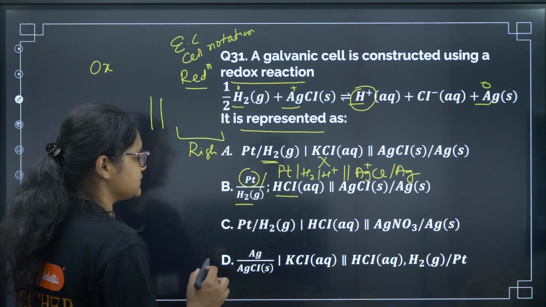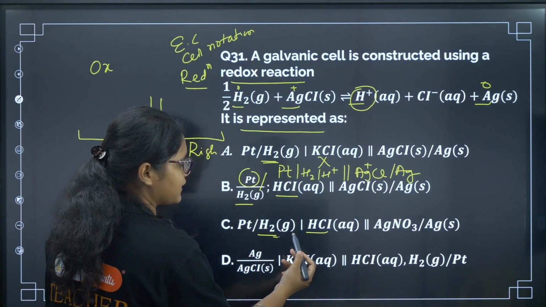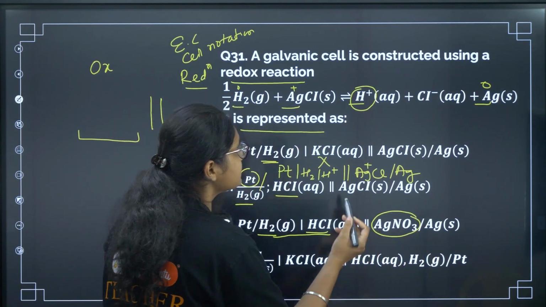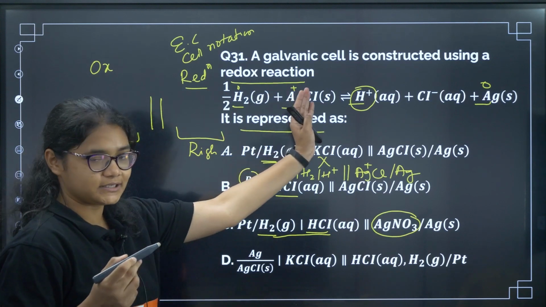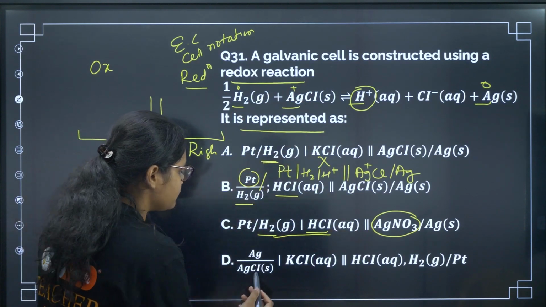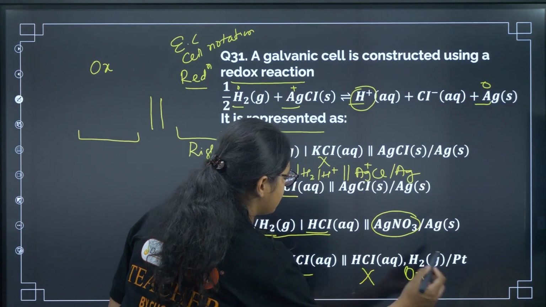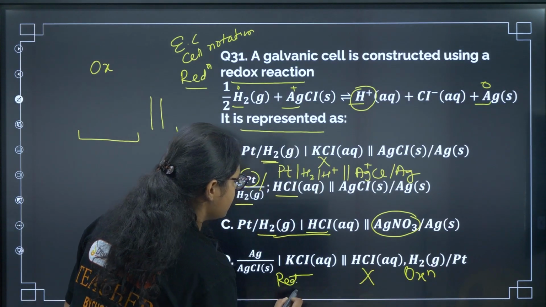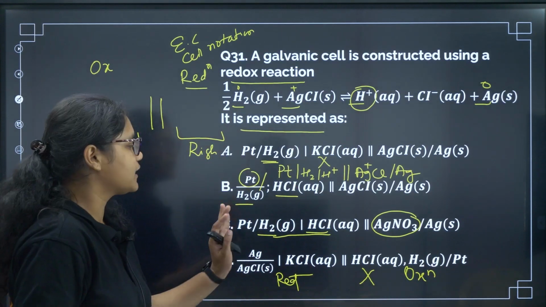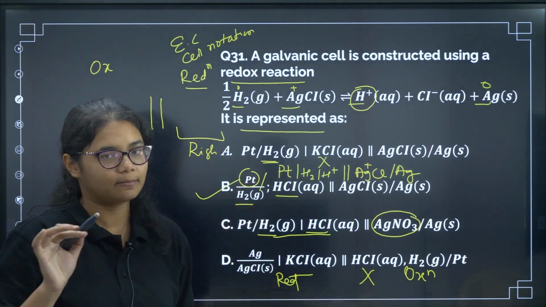Let us see the other options here. Here H2 and this part is correct, but AgNO3, this one is not there in the equation, so this part will be wrong. Now if you see this one, this is completely wrong because here oxidation is written on the right and reduction is written on the left. So this is also incorrect. So the correct answer for this question will be option number B.